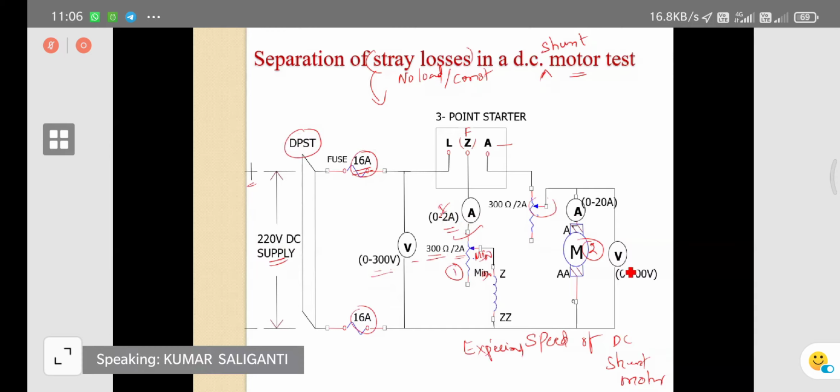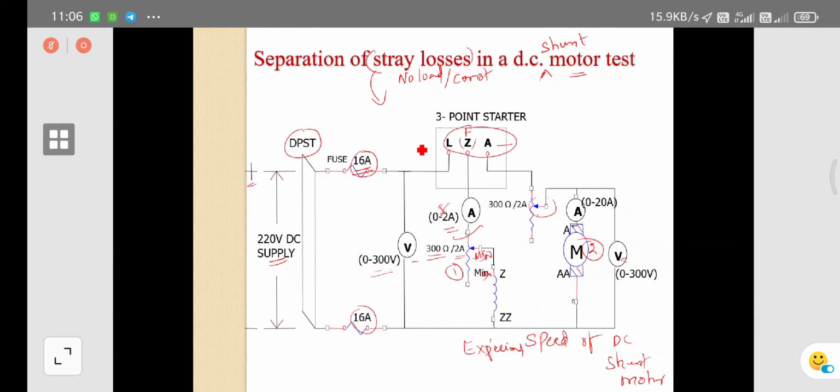So this is the armature voltage you have to keep here, and this is the 0 to 20 amps ammeter, and this is the motor armature. These are the 3 points or 3 terminals I have considered here. But how to conduct the test here? First of all, if you give the DC supply, then the DPST switch is closed.